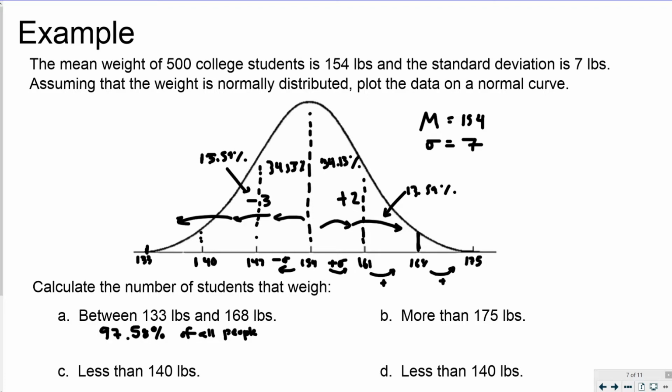And then I got to go back to look up the last two. I know that this end one is 0.14%. And then beyond 133 would be 0.14%.